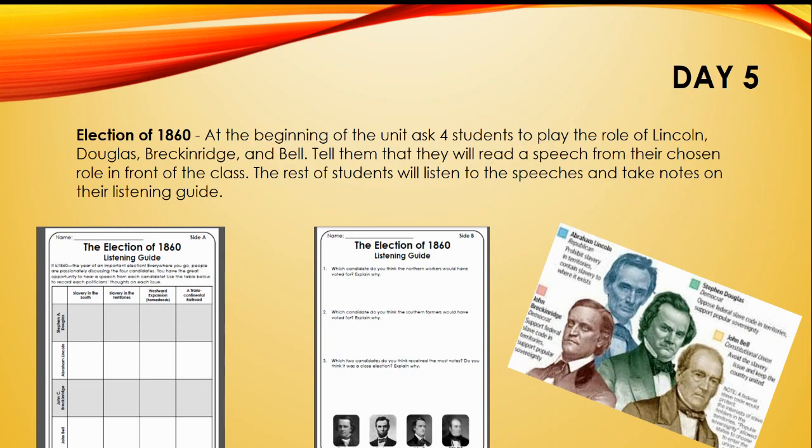For day 5 of the unit, the focus will be on the election of 1860. Four students will be asked to play the role of either Lincoln, Douglas, Breckinridge, or Bell. These students will read a speech in front of the class. The rest of the students will listen to the candidate's speech and take notes on the main idea and which candidate makes the most impact.